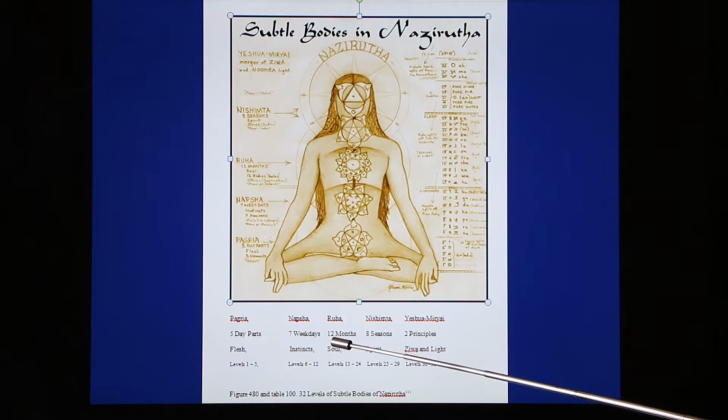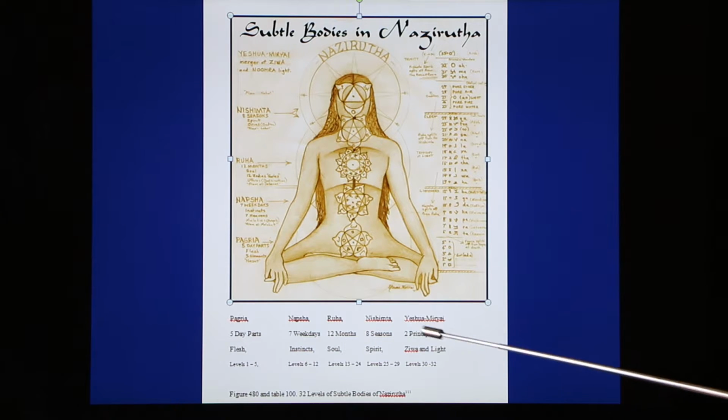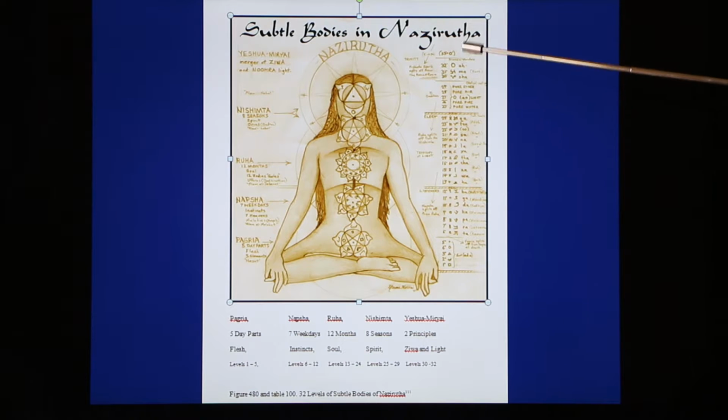Then the 7 letters become the 7 weekdays, the 12 letters become the 12 months, then we have the 8 seasons and the 2 principles. And you can see how all of these link. And you again get the 32 sounds. The same principles used to create the alphabet become levels of enlightenment and also aspects of the yearly cycle. So the same thing that gets us around the year gets us around to enlightenment.